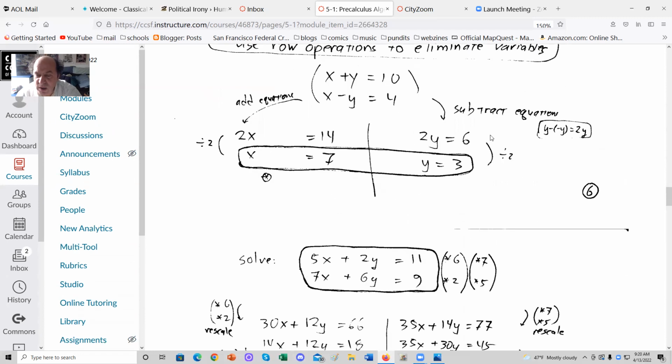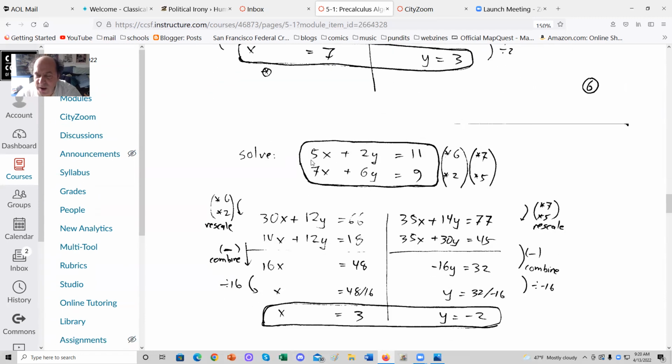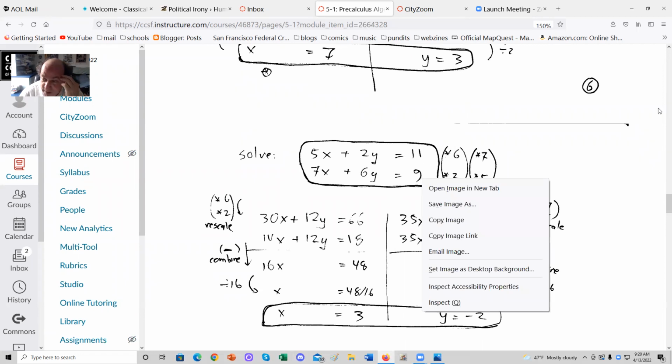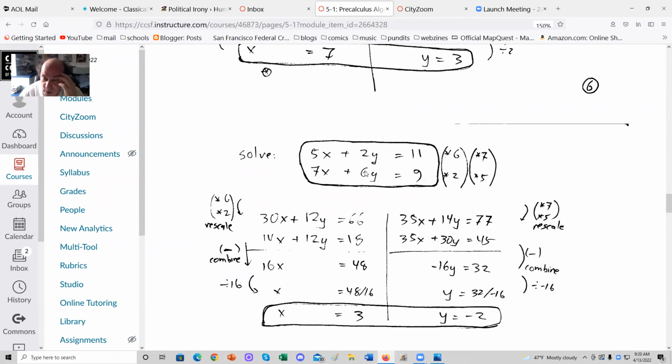All right. Well, let's try this rather more complicated one. 5x plus 2y equals 11. 7x plus 6y equals 9. Ugh. Oh boy. None of these match up, and none of these coefficients are 1. So what we do is some rescaling to line up some variables.